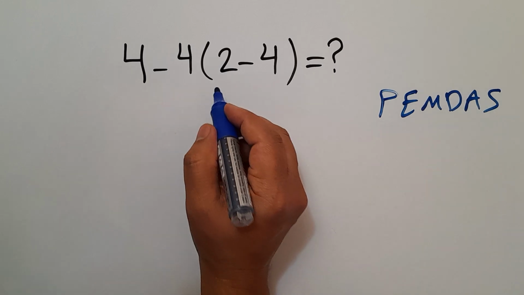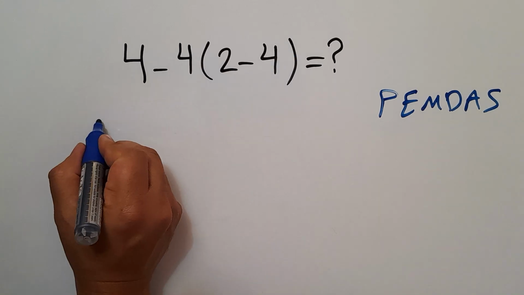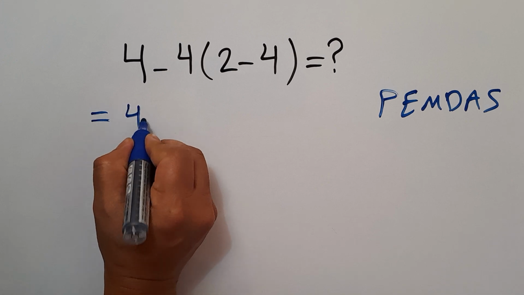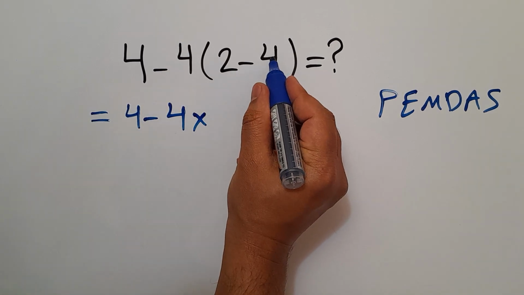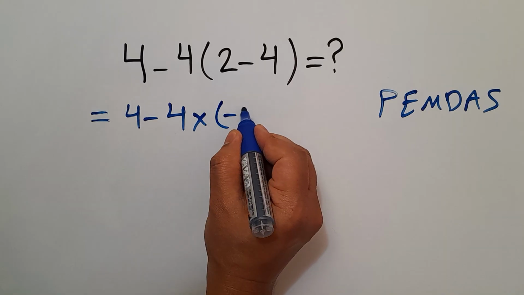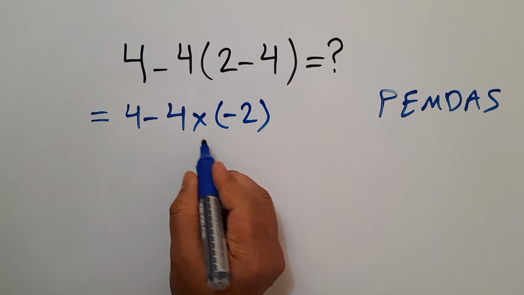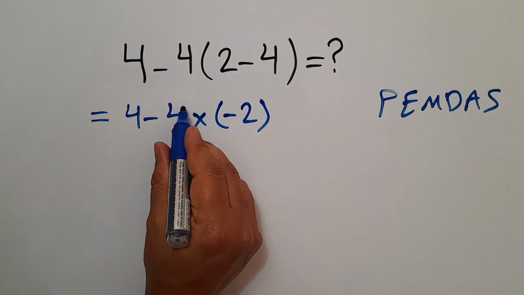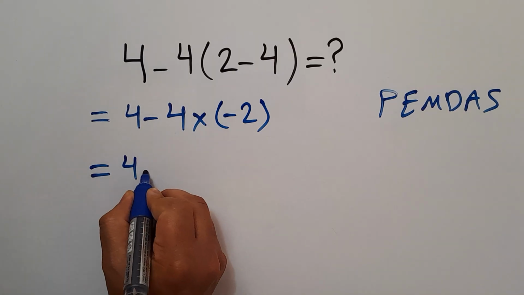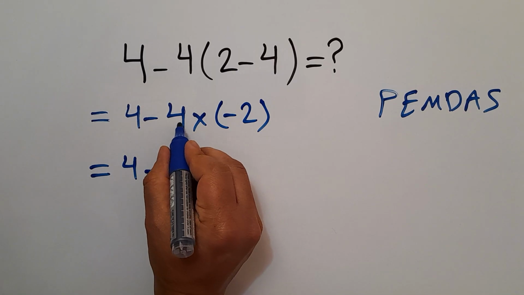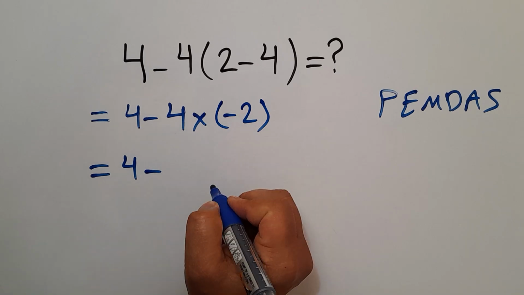So here we first do these parentheses. 4 minus 4, then times 2 minus 4 gives us negative 2. Now we first do this multiplication. So 4 minus 4 times negative 2.